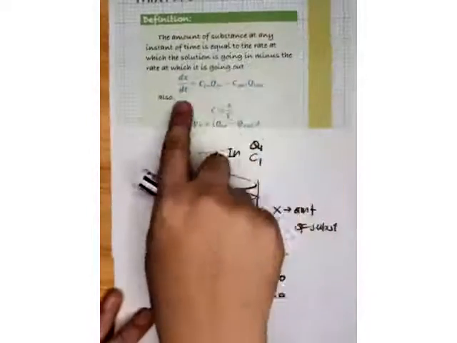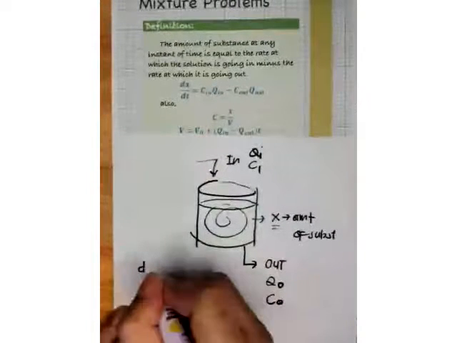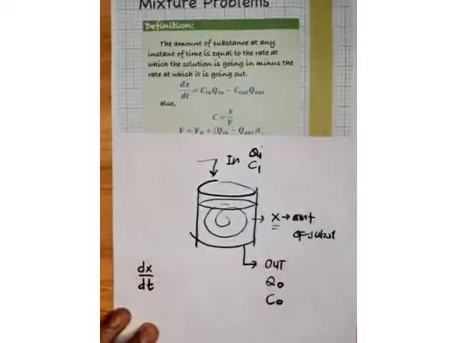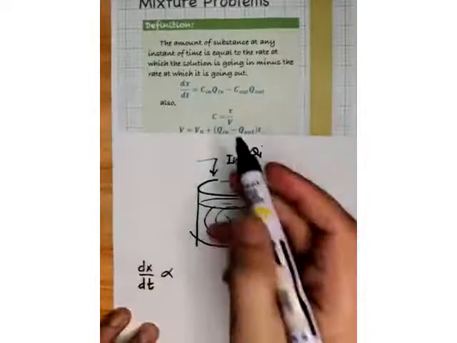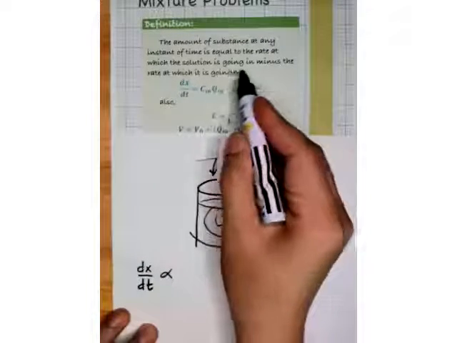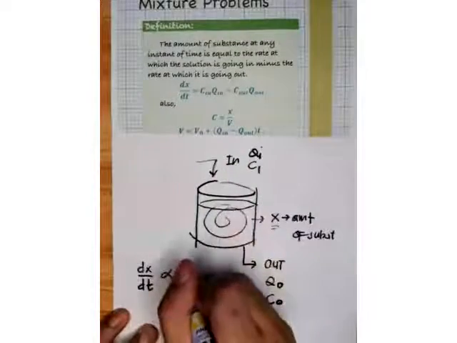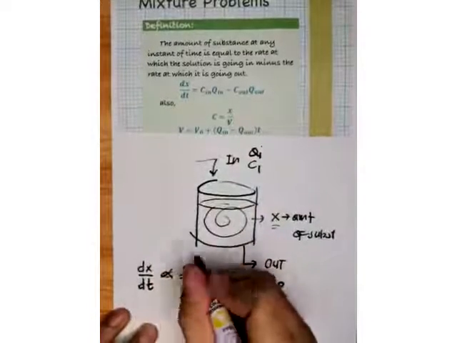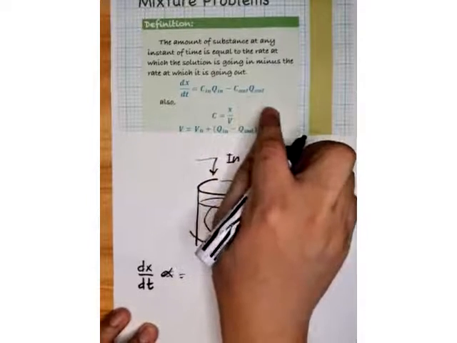Okay, so by definition, ito yung formula ang susundan natin. Sabi kasi ang rate ng pagbabago ng amount of substance doon sa tank is proportional doon sa yung rate at saka yung concentration na papasok minus yung palabas. So that's equal to C in times Q in minus C out times Q out.